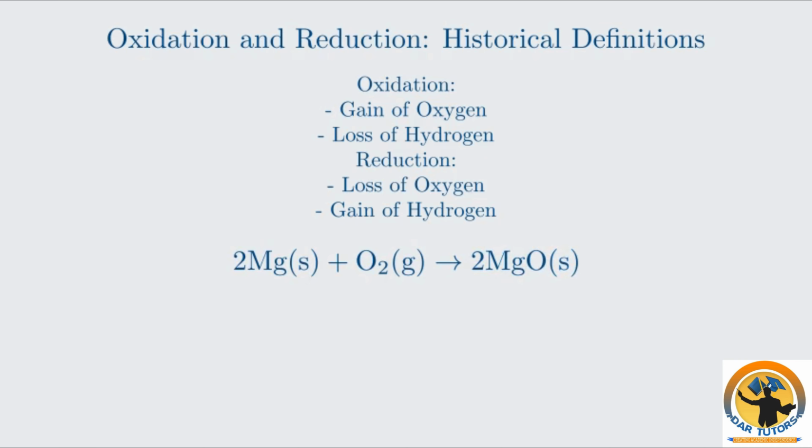Now consider the reaction between copper-2 oxide and hydrogen. Here, copper-2 oxide, or CuO, reacts with hydrogen H2 to form copper and water. In this reaction, the copper-2 oxide loses oxygen to form copper, so it is reduced. At the same time, the hydrogen gains oxygen to form water, so it is oxidized. This is a classic example of a redox reaction, where oxidation and reduction occur simultaneously. One substance cannot be oxidized without another being reduced.